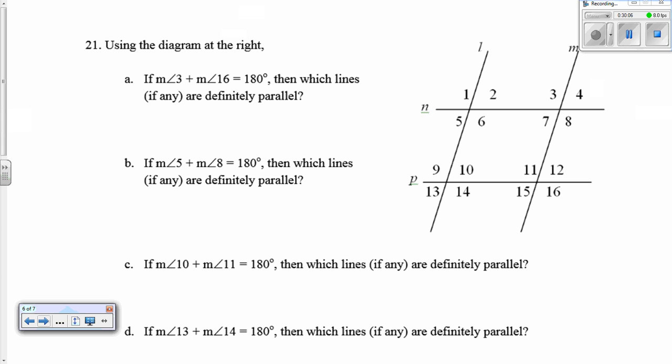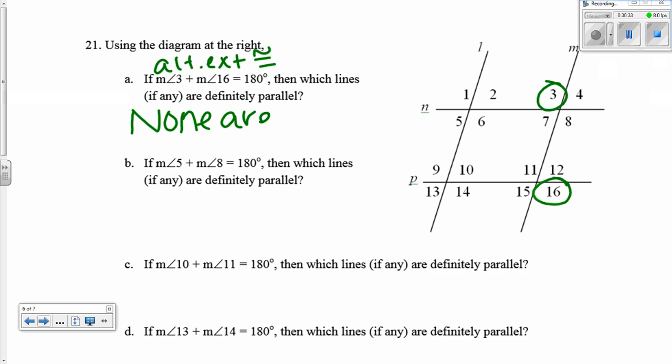All right, page 6. I want to use the diagram at the right to figure out which lines have to be parallel. So A tells me that angle 3 plus angle 16 are 180. Well, 3 and 16 are alternate exterior, which are supposed to be congruent. So since this tells us they're supplementary, this tells us none are parallel. Doesn't tell us anything.